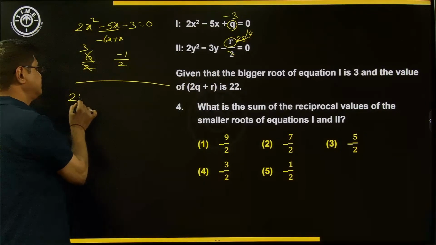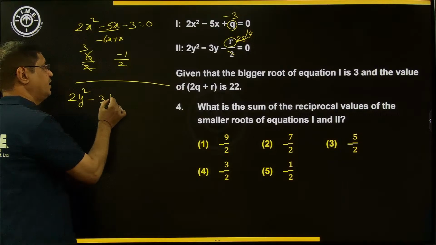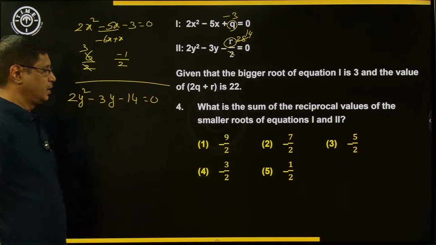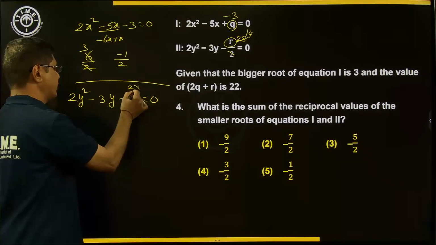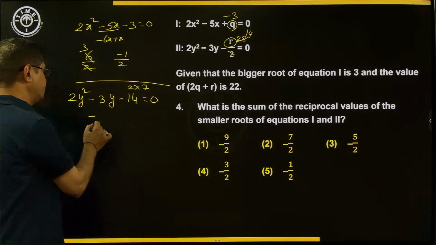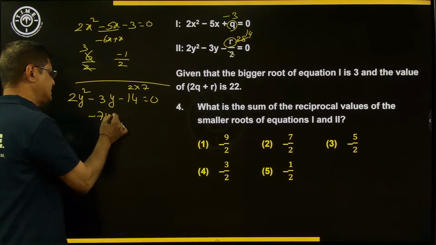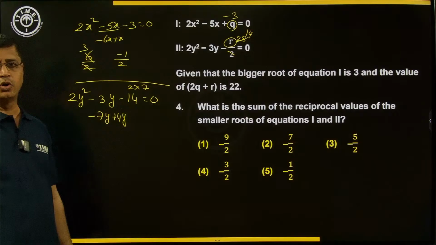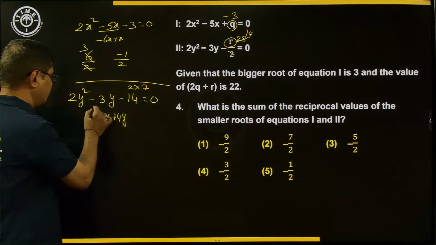2y square minus 3y minus 14 is equal to 0. Now 14 means 2 into 7. Now what are the factors here? 2 into 2, that is 4, and 7. 4y and 7y. Minus 7y plus 4y, that is equal to minus 3y, which is the middle term.